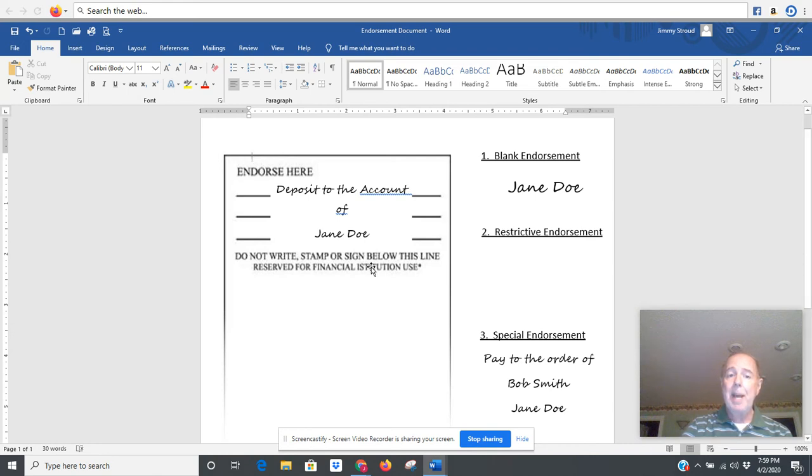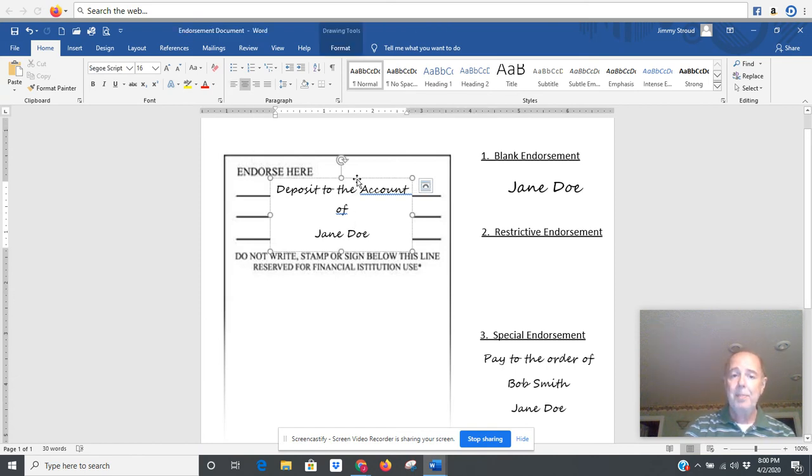Now, the good thing about this is you could send this check with anyone to deposit it for you, because they couldn't cash it. The only thing they can do is put it as a deposit into the account of Jane Doe. So that's a good one if you want to mail your checks in with a deposit slip.